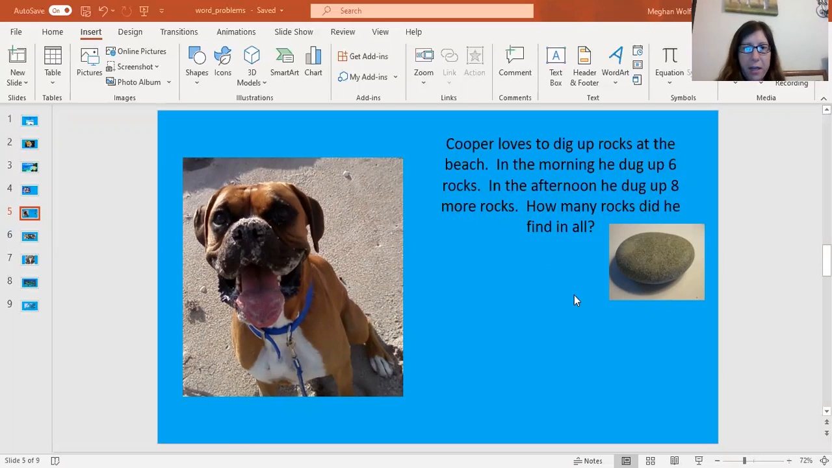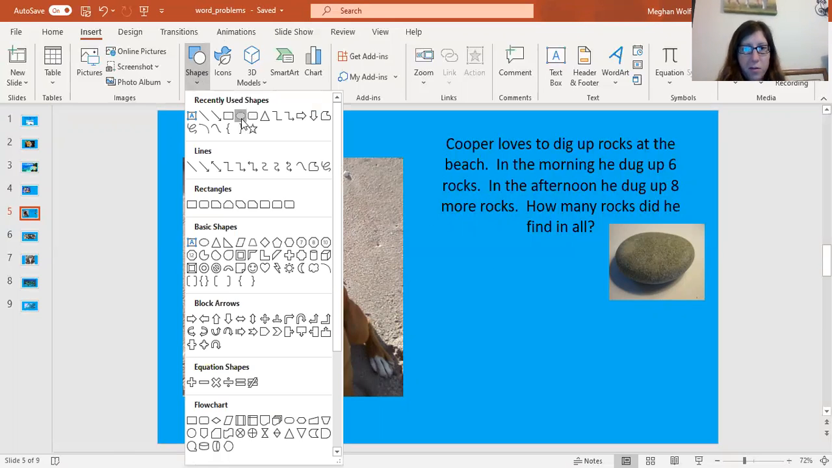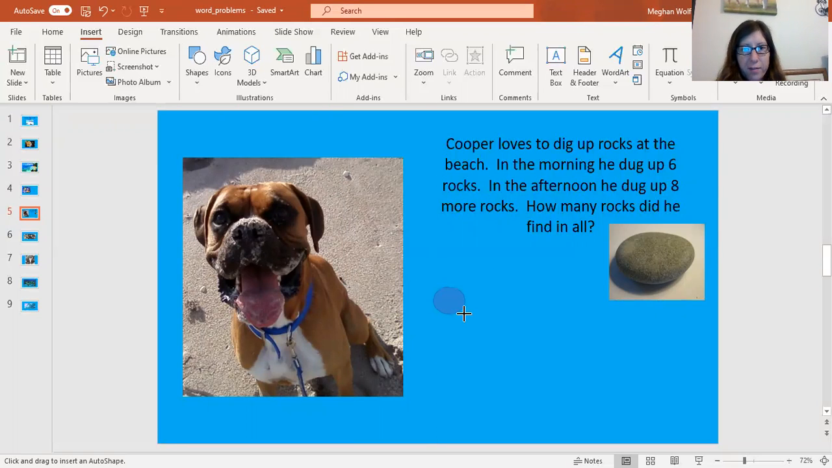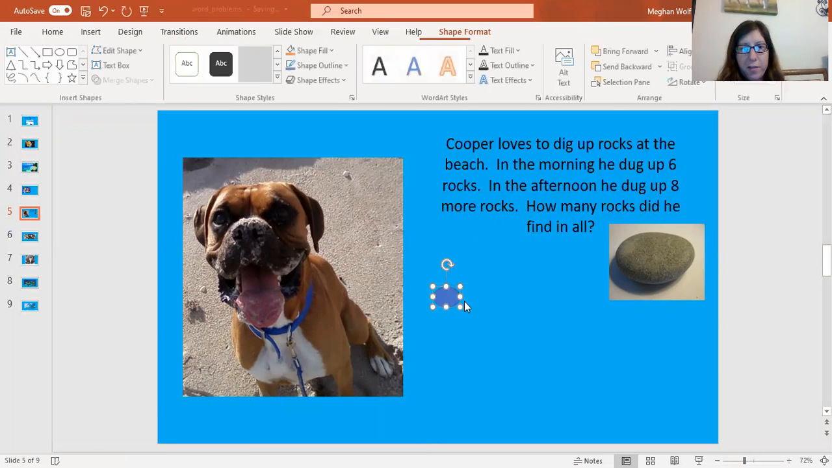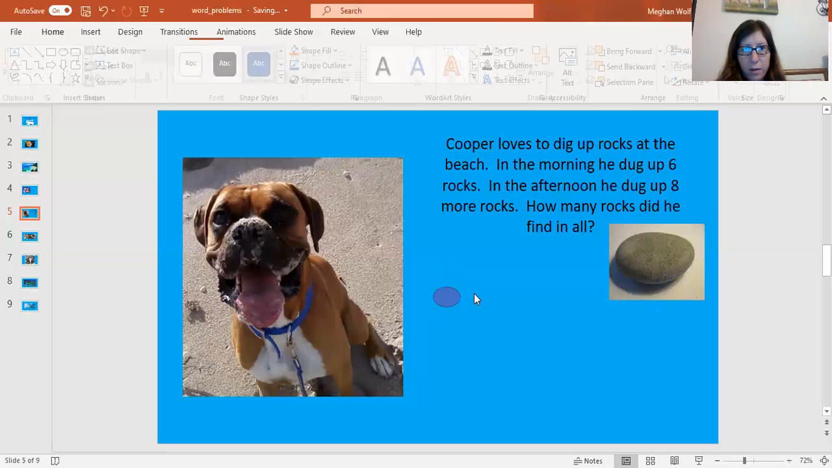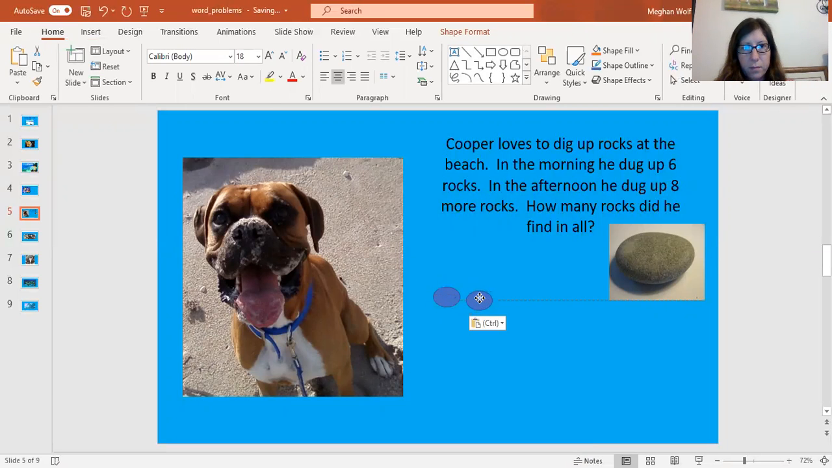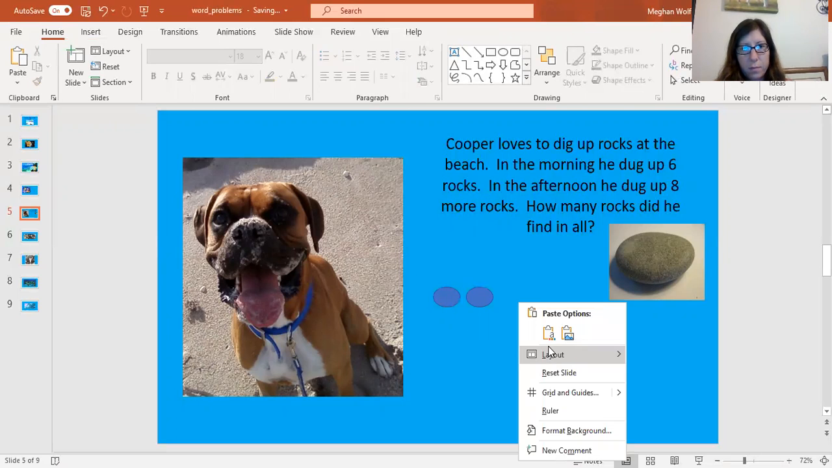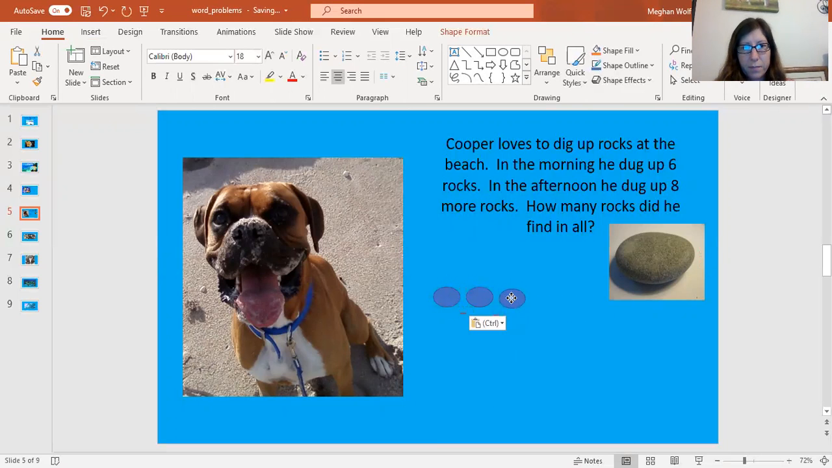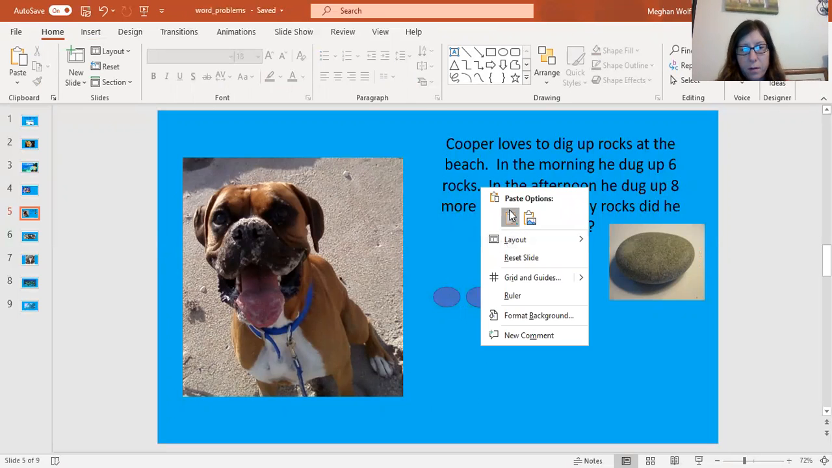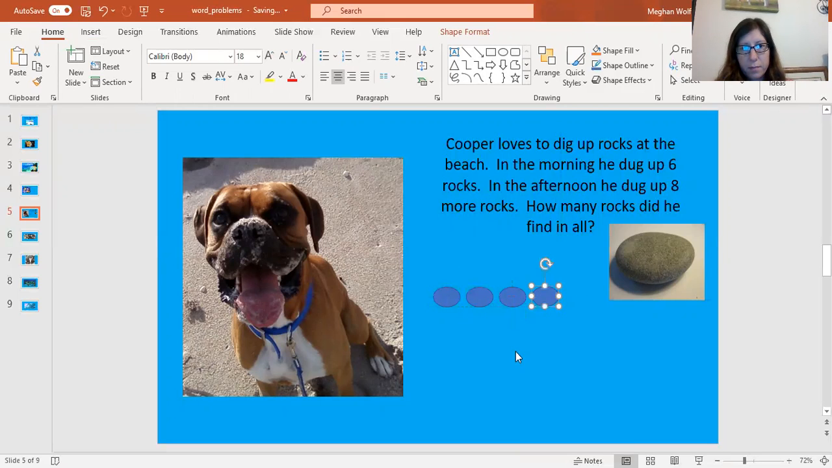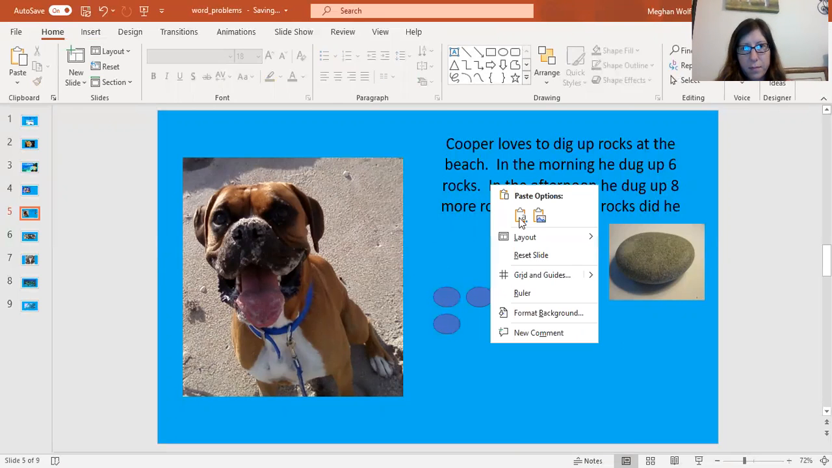All right, so let's do a little drawing to help us. So let's see if I can make this work. We'll use little circles. All right, let's see how this works. It says in the morning he dug up 6 rocks. So let's do 6. 1, 2, 3, 4, 5, and 6.